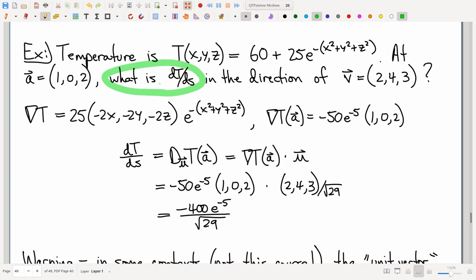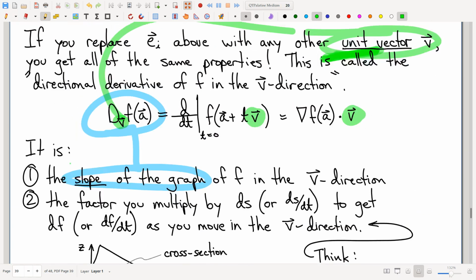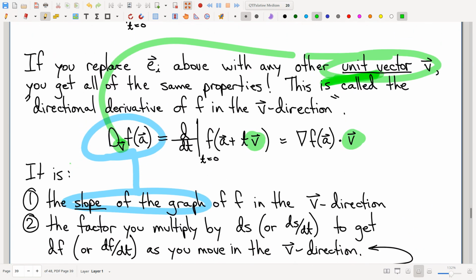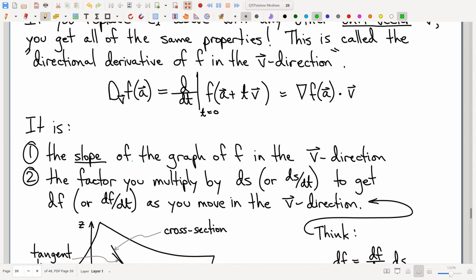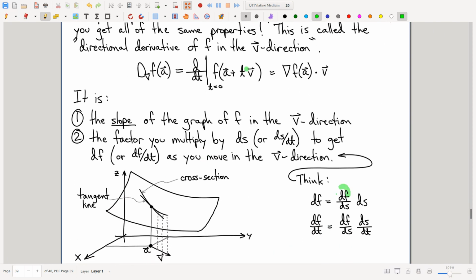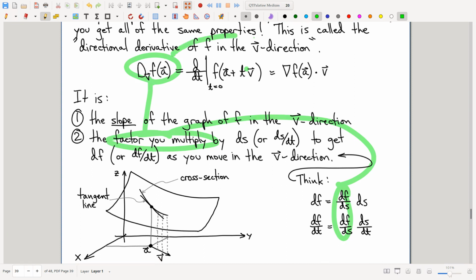But how do I compute the rate of change of temperature with respect to distance traveled? How fast is the function changing per unit distance as I move in some direction? Well, again, that's an immediate interpretation of directional derivative. Again, right here, I got my colors the wrong way. Df/ds, that multiplicative factor, is the directional derivative. So if you've been asked to compute df/ds, you've been asked to compute the directional derivative.